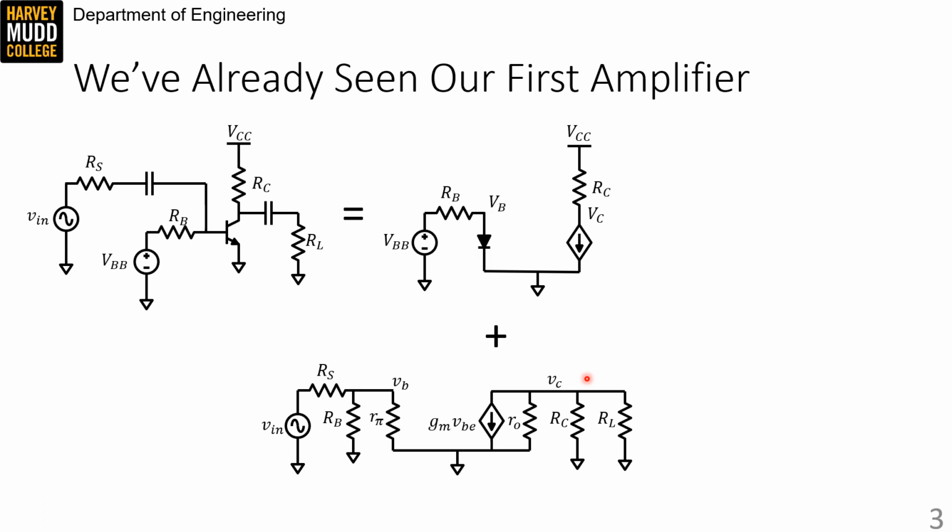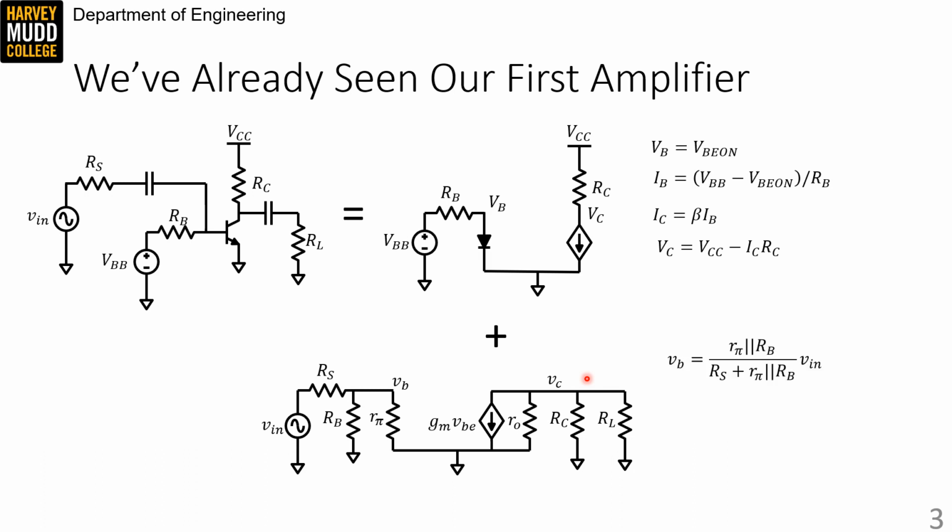The derivation of the large signal bias point is the same as we've seen before. The base voltage is VBE on, the base current is set by the voltage across RB, and the collector current is set by beta times IB. We're going to take a more careful look at the small signal circuit, and we're going to start by finding VB, which controls the current in the dependent source because the emitter is grounded. So if we know VB, then we know VBE by proxy because the emitter voltage is 0. VB is just given by a divider between the source resistance and RB and RPi in parallel.